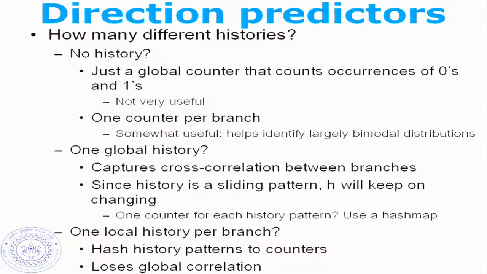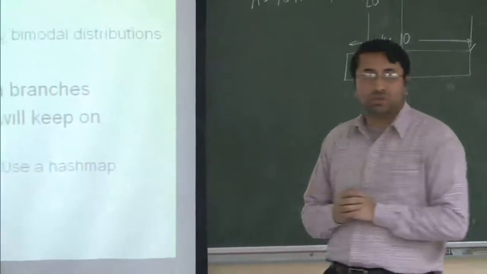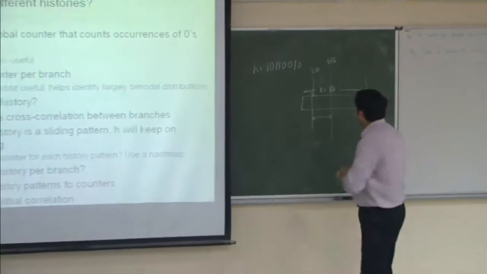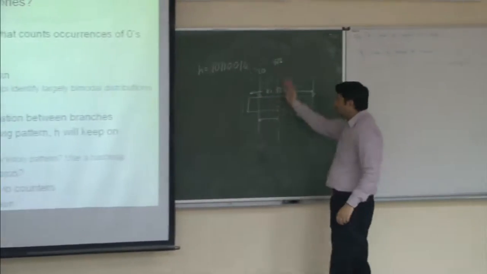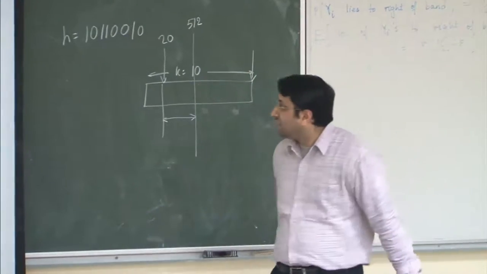So let's start with the simplest option. Suppose we don't have any history. What does it mean? You just have a global counter that counts occurrences of zeros and ones. So there is no history. Whenever I see a 0, I decrement the counter. Whenever I see a 1, I increment the counter.